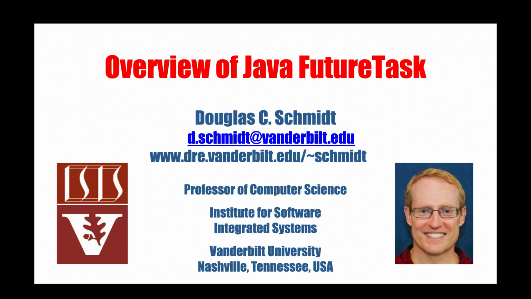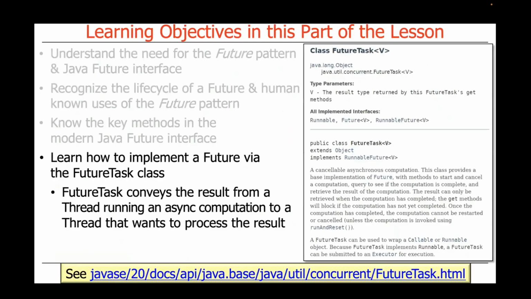Now that we've talked about the Java Future interface, let's talk about the Java FutureTask class. And we'll see that that's commonly used to implement the Future interface. A FutureTask can be used to convey the result from a thread that's running an asynchronous computation to another thread that wants to process the result of that asynchronous computation at some point.